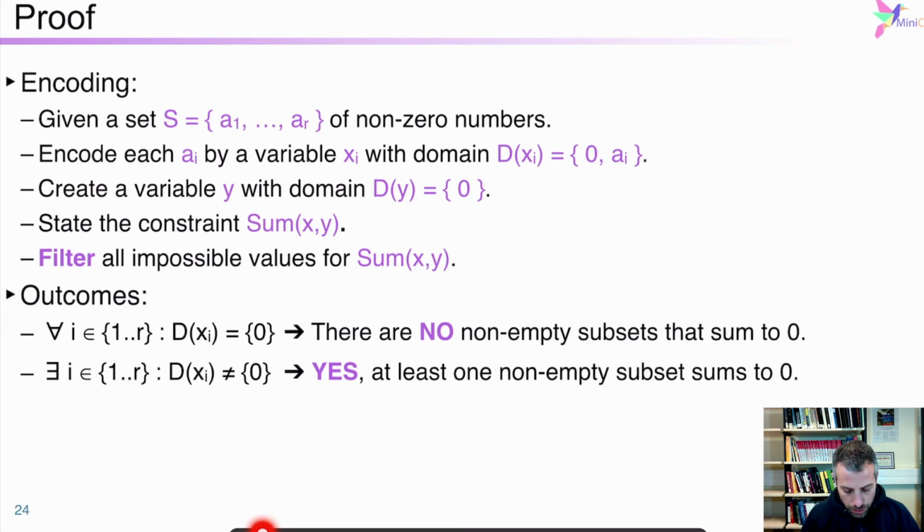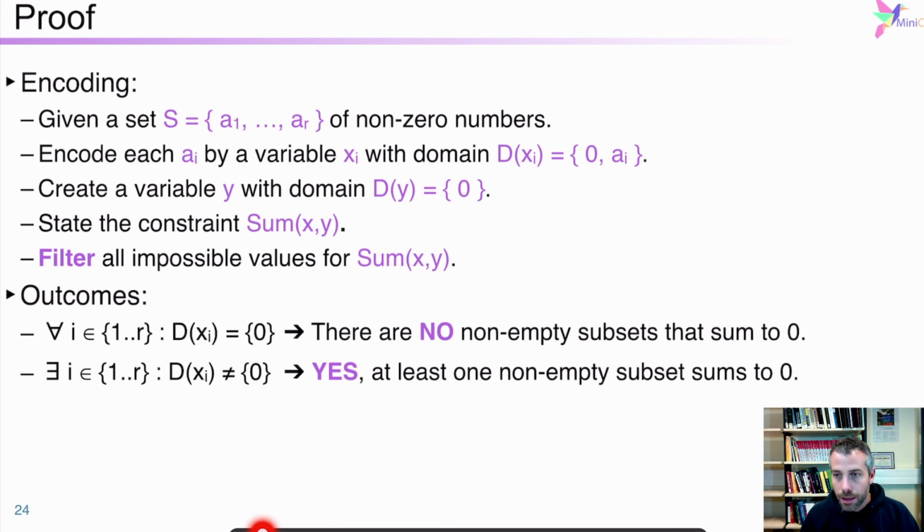There might be two outcomes. The first one is that after the filtering, I see only zeros in the domains of all the x variables. What it means in that case is that we can answer no to the subset sum, because there is no subset that would sum to 0 in the initial set of values S. If you can find at least one variable with a domain that is not fixed to 0, then you can answer yes. It means that there is a solution to the initial subset sum problem.